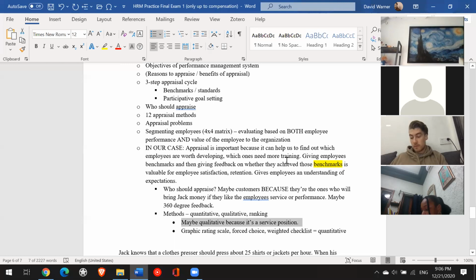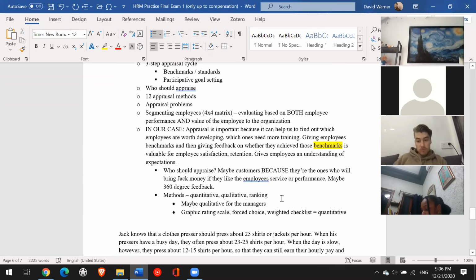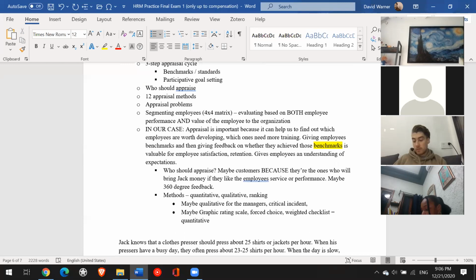Right. So maybe I would say qualitative for the managers. You know, I'd recommend qualitative for the managers because we're talking about cleanliness, efficiency, safety, adherence to budget. So for the managers, maybe something like critical incident. Weighted checklist. Weighted checklist for managers, I wouldn't use that. What is the weighted checklist? Like all the descriptive statements which are considered to be effective or ineffective behavior in the job, is it?